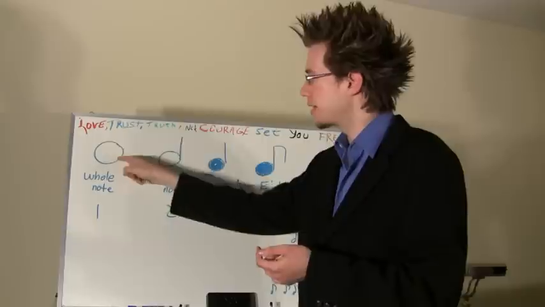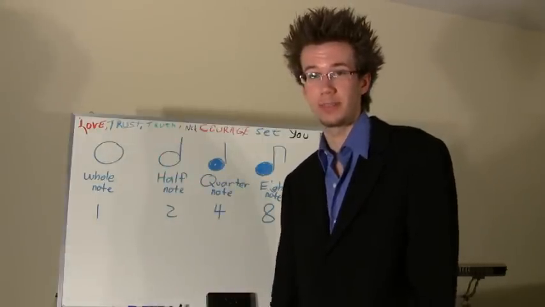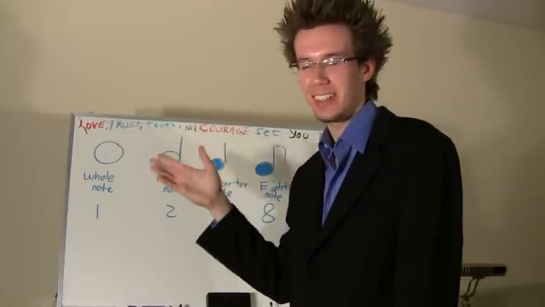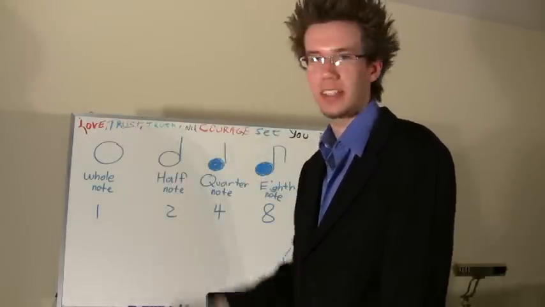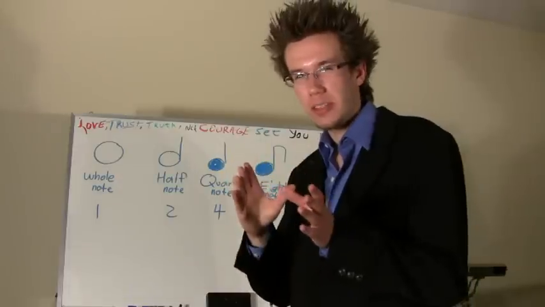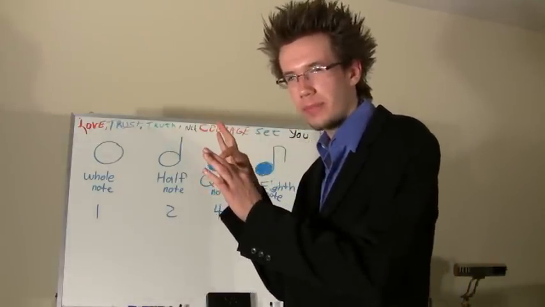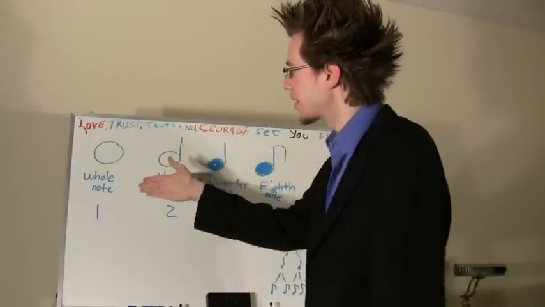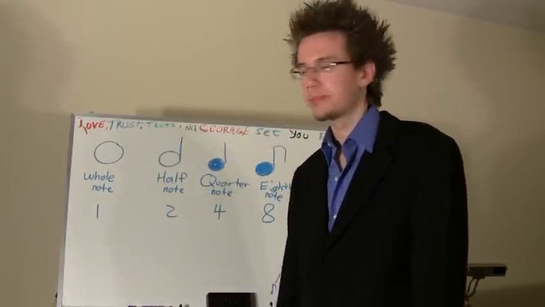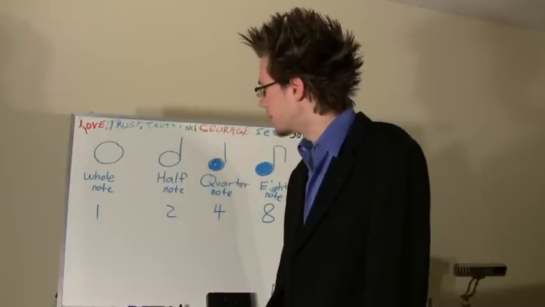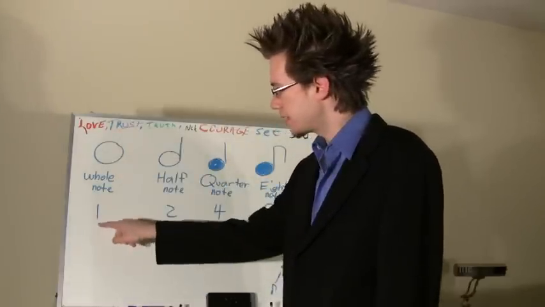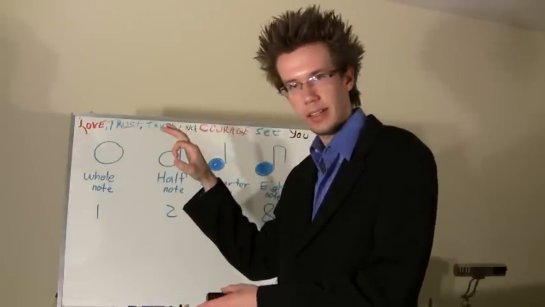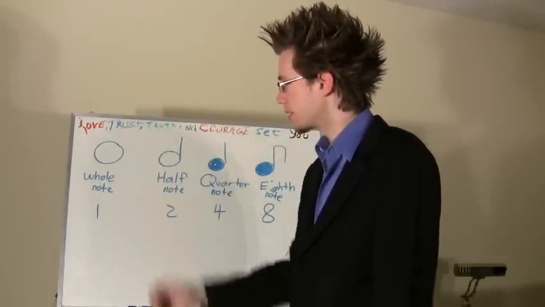And it basically is a circle. That's all it is. It's a circle on the music. On sheet music it looks more like an oval, but it's still a circle, okay? So a whole note is a circle. Now, it is represented by the number 1 because it's one whole thing, okay? So a whole note is a circle.